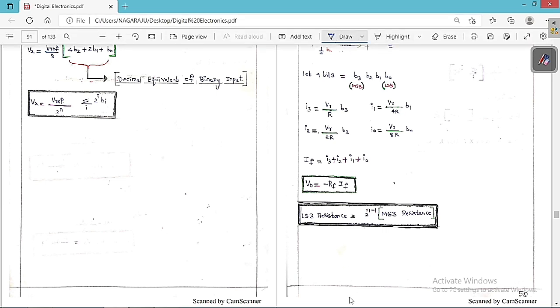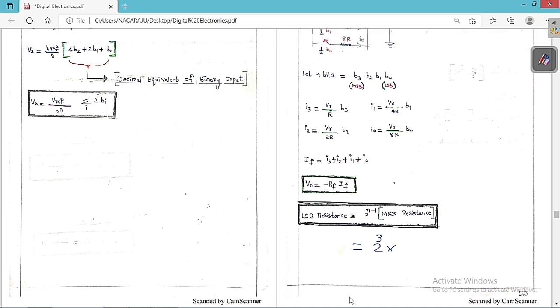In this case, the number of bits is 4, so 2 to the power of 4 minus 1 is equal to 15. And what is the MSB resistance? I have already told you, MSB resistance means that for the MSB switch, the resistance is R. Therefore, 2 to the power of 3 into R is 8R. So this is the LSB resistance. For LSB, the resistance is 8R. You can see clearly from here.